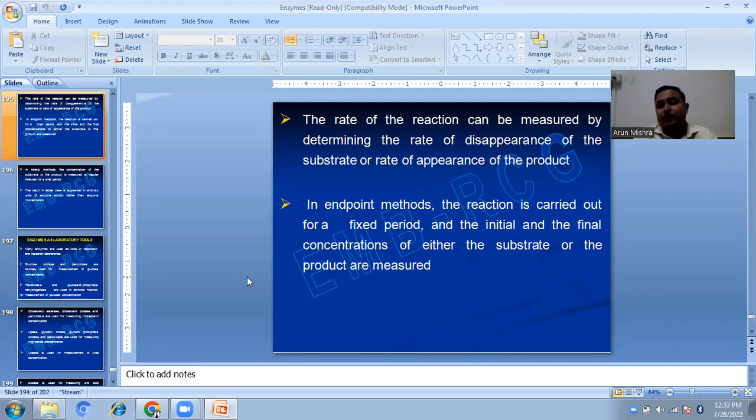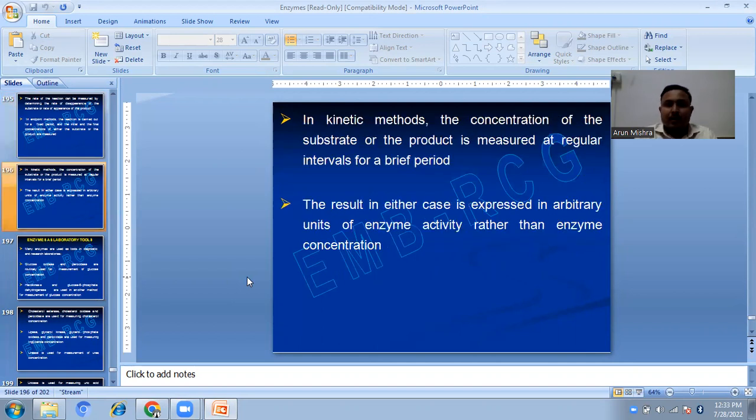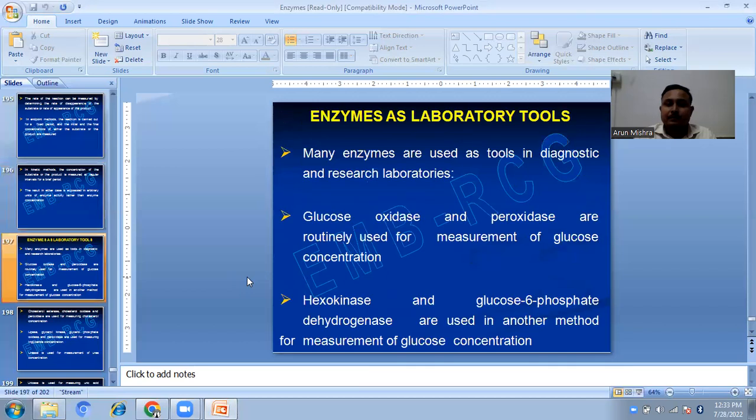The rate of reaction can be measured by determining the rate of disappearance of substrate or rate of appearance of product. In the endpoint method, the reaction is carried out for a fixed period and the initial and the final concentration of either the substrate or product are measured. In kinetic methods, the concentration of substrate or product is measured at regular intervals for a brief period. The result in either case is expressed in arbitrary units of enzyme activity rather than enzyme concentration.